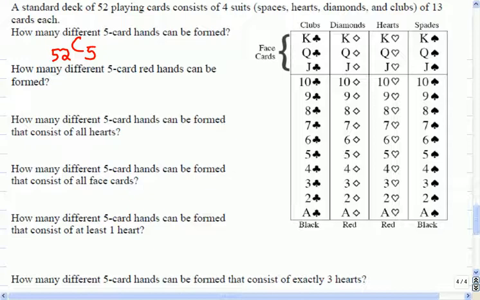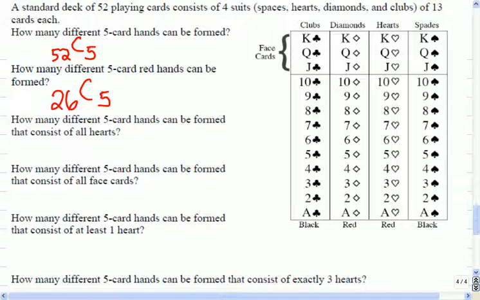Okay, 2.6 million. So how many different red card hands can be formed? 13 C5? 13 P5? Well, does everybody know what cards are red in a deck of cards? 26 C5. Yeah, 26C5. Half of the cards are red, so it's 26C5. I'm only choosing from the 26 that are red and choosing 5 of them.